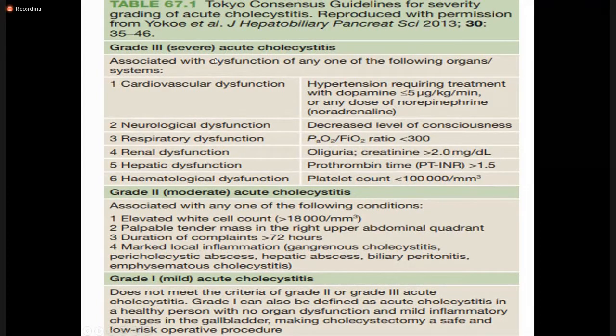So these are grade 3 when the other systems are involved. And these are the criteria where you would see for the involvement of the organs.